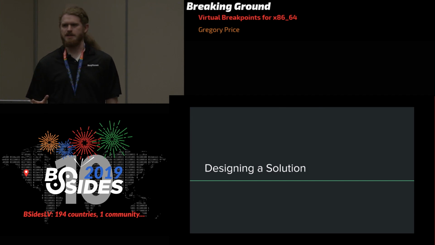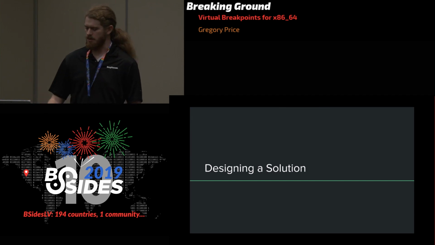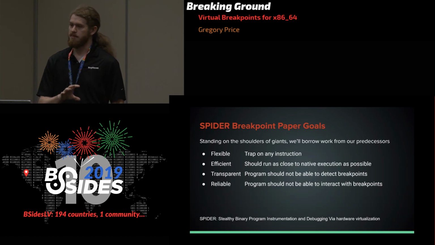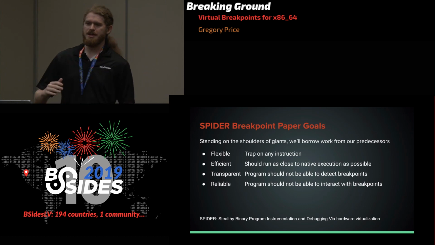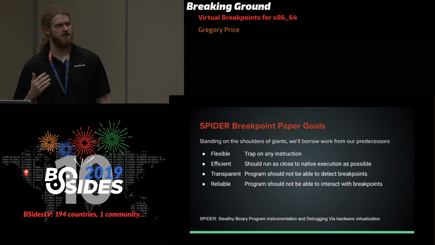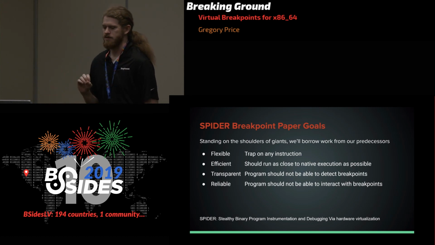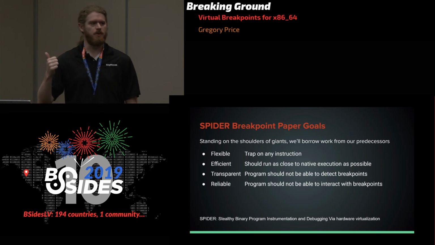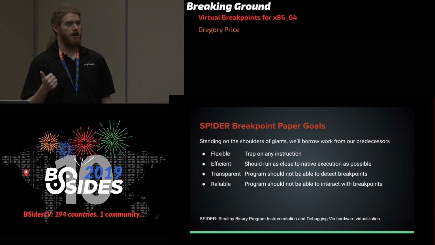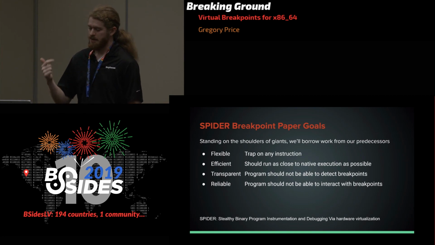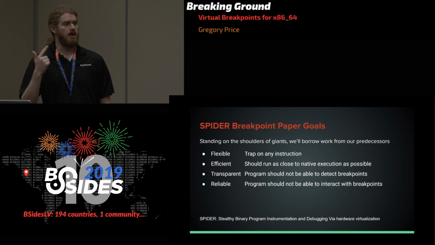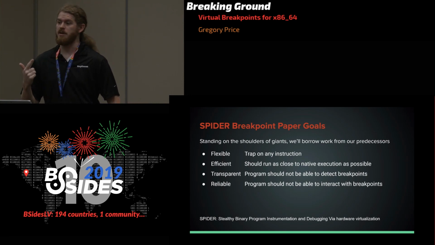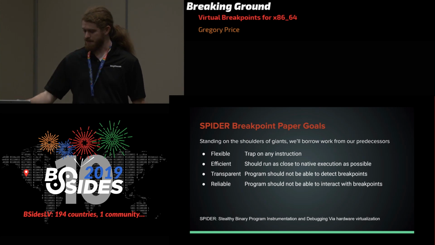So let's start to design what might look like a solution to this problem. I'm going to borrow some goals from this Spider Breakpoint paper that I mentioned previously, because I don't want to try and start from scratch. I do want to stand on the shoulders of giants who came before me. I'm going to take their goals directly, and examine where they failed to solve this problem. We want our breakpoint system to be flexible, which they called trap on any instruction. We want it to be efficient, which means we should run as close to real-time execution as possible. And that pretty much throws emulation out the window. We don't want to have to emulate anything.